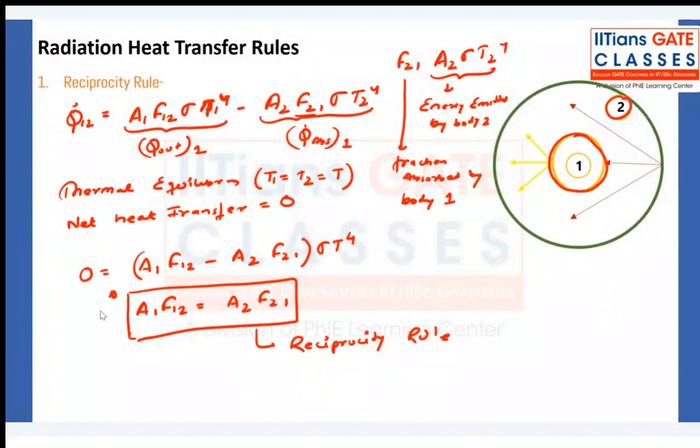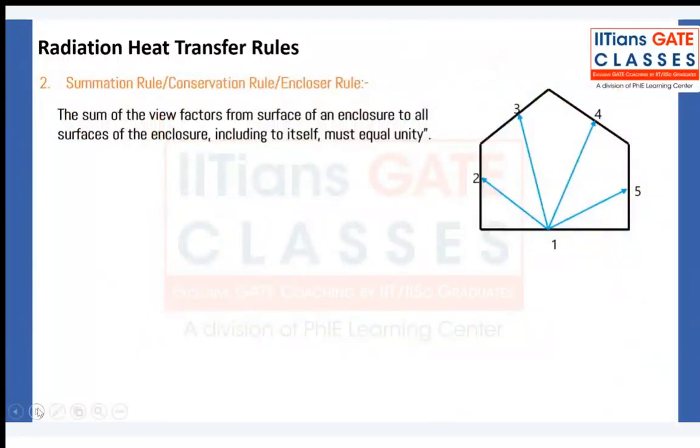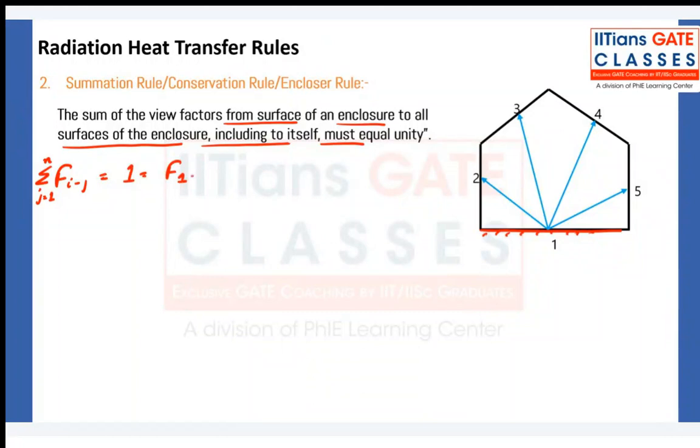Let us move on to the next part. Summation rule, you can also say conservation rule or enclosure rule, whatever you want to call it. The sum of view factors from a surface of an enclosure to all the surfaces, including to itself, must be equal to 1. So let's say we are talking about this surface 1. In general, I can write the summation of F i to j, where j is varying from 1 to n, is equal to 1. What is n? n is 2, 3, 4, 5, from 1 to n. So it is F11 plus F12 plus F13 plus F14 plus F15.